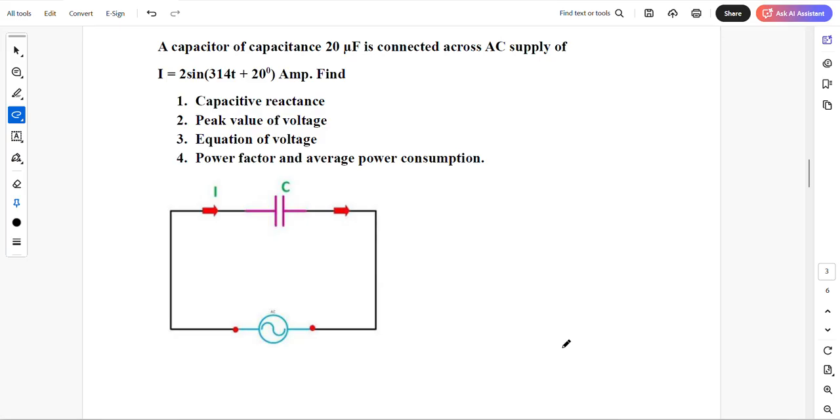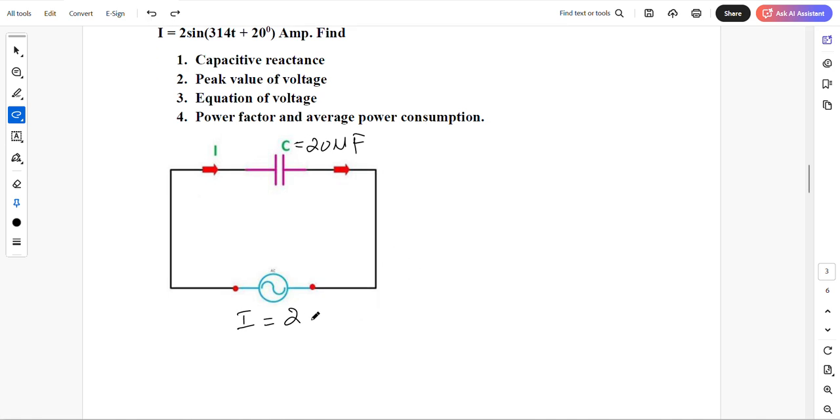What is given here? We have been given a capacitor of capacitance C equal to 20 microfarad, connected across an AC supply. What is the current they have given? I is equal to 2 sine of 314 t plus 20 degree. I can write this as 2 sine of 100 pi t plus 20 degree.